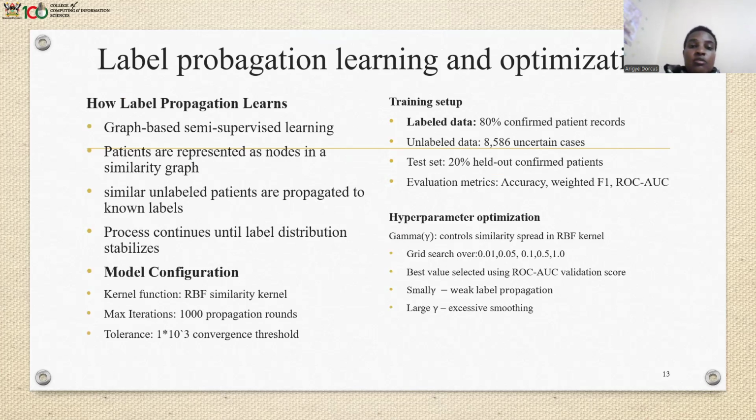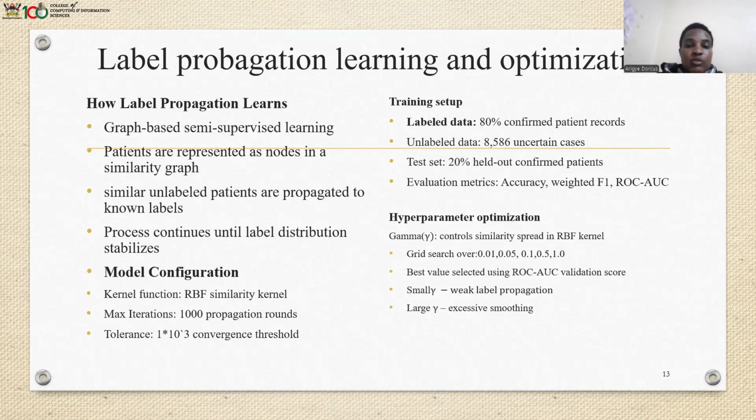You can think of it as labels flowing through the graph until they reach an equilibrium. And the final label for each unlabeled node is a weighted average of its neighbors' labels. This process has a closed form mathematical solution that is guaranteed to be optimal and unique.